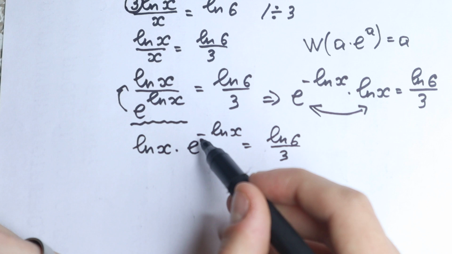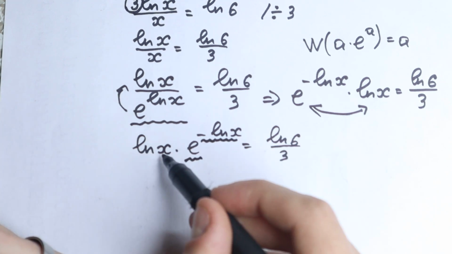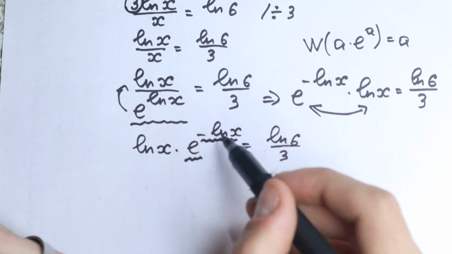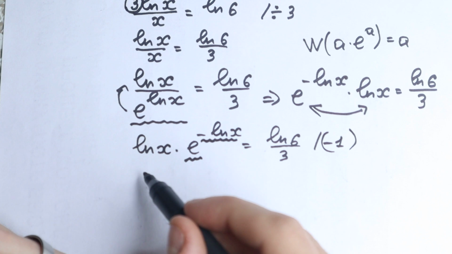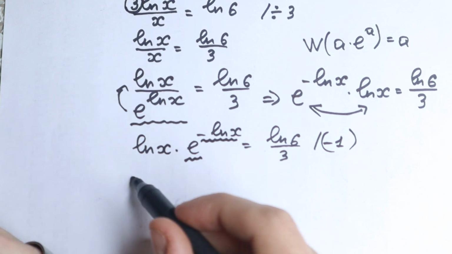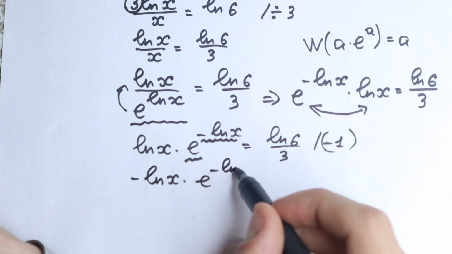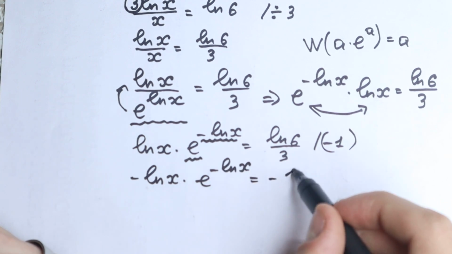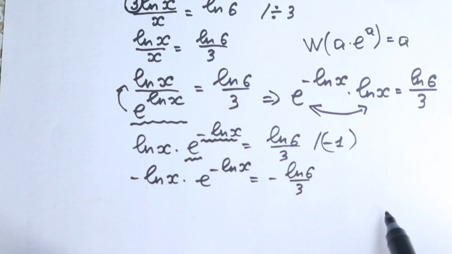Right here we have minus natural log x, we have e, which is really great, but this natural log x, we need to have the same as right here. So we need to multiply both sides by -1. And if you multiply it, we will have a really interesting expression. We have minus natural log x times e to the power minus natural log x equal to minus natural log 6 over 3. And look closely at this expression.